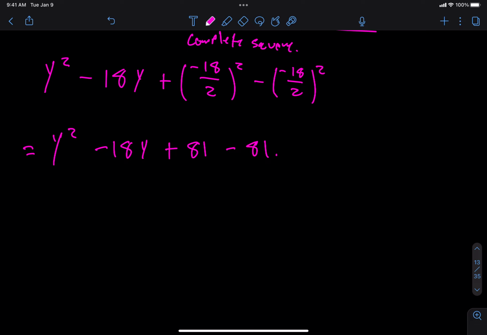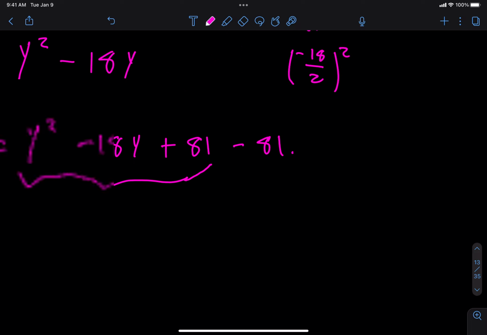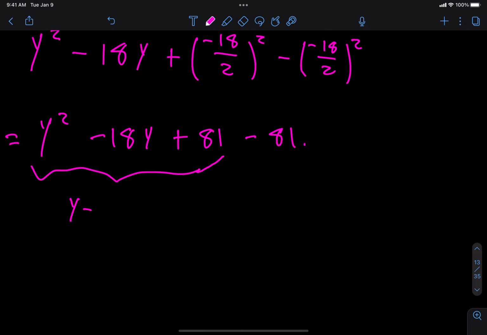Okay. Now someone help me finish this off. What do I have to do still? I have to factor. Do I factor the whole thing? No, just the 3 terms on the left, right? Left, right. Okay, that's confusing. Just these terms. So how do I factor that? Y minus 9 squared. Okay, if you want to write out y minus 9 times y minus 9, that's fine.